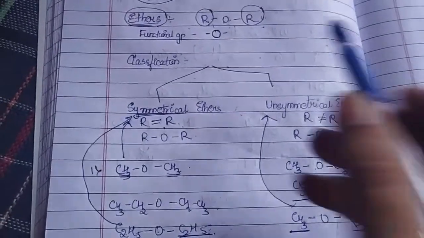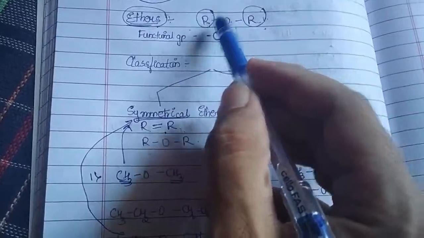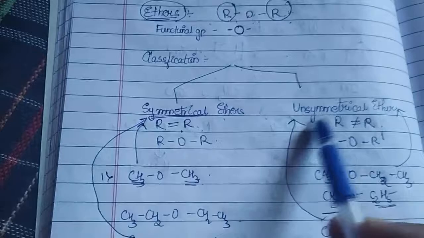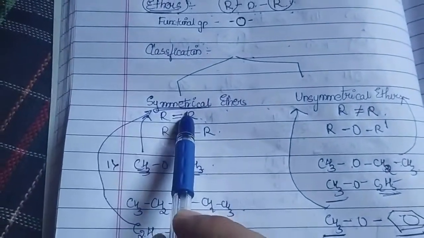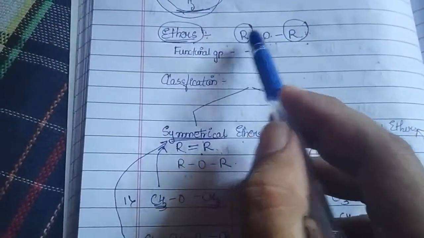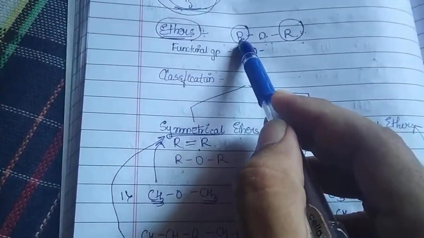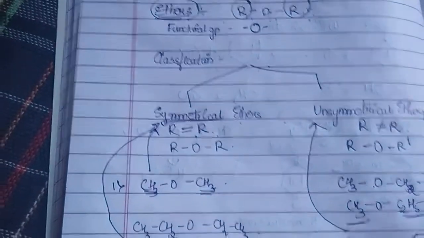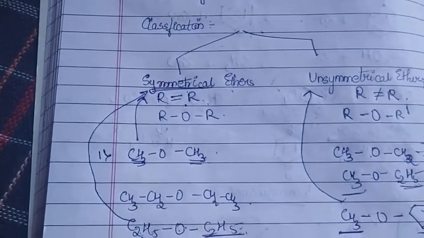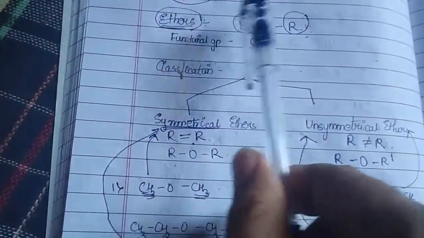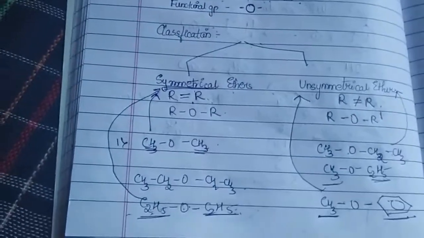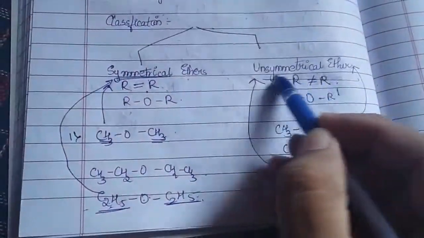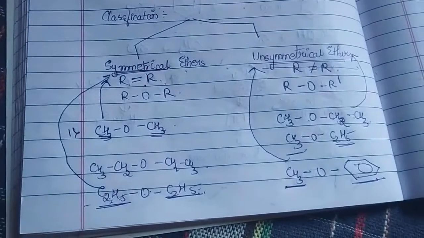Depending upon what type of alkyl or aryl groups are present on either side of the oxygen, we mainly classify ethers as symmetrical ethers and unsymmetrical ethers. In symmetrical ethers, if on either side of the oxygen the aryl or alkyl groups are the same, such ethers are called symmetrical ethers. If on either side of the oxygen the alkyl or aryl groups are different, then such ethers are called unsymmetrical ethers. Are you able to see the difference?